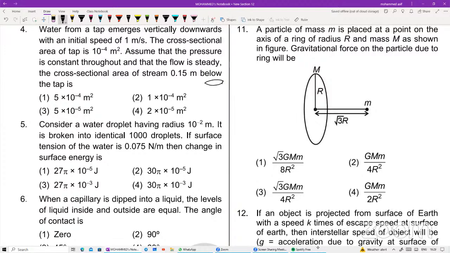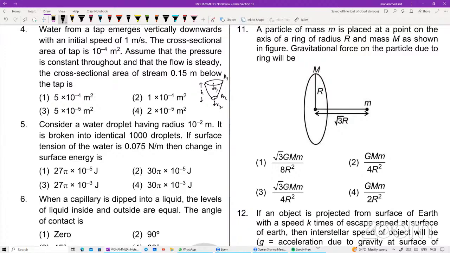Suppose water is coming out from here and it is falling down like this, right? Isn't it? This has area of cross section A1, this has area of cross section A2. This is the height from which it is falling. Here its velocity will be V1 and here its velocity will become V2. Water from a tap is emerging vertically downwards with an initial speed of 1 meter per second, that is V1 is given. The cross-sectional area of the tap is given as 10 to the power of minus 4. Assuming that the pressure is constant throughout and the flow is steady, the cross-sectional area of the stream 0.15 meter below the tap will be equal to how much?